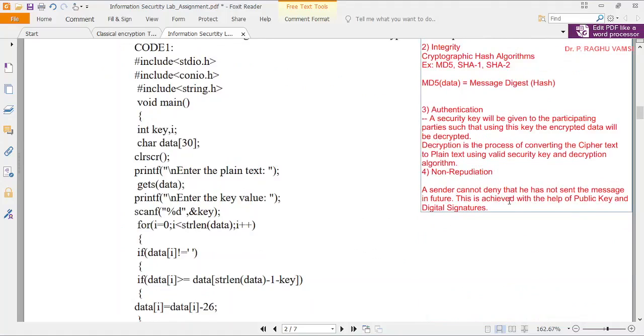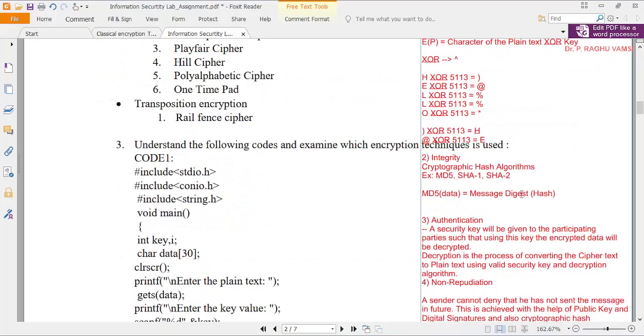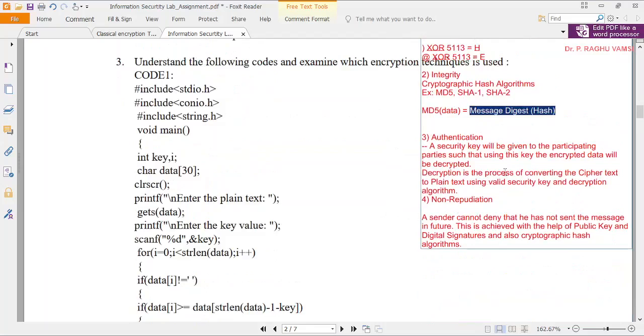And in this non-repudiation, they will also use the public keys, digital signatures, and also the cryptographic hash algorithms. So they may encrypt the plain text using the secret key, or they may encrypt the message digest that was obtained via the cryptographic hash function using the secret key. They may do either. If they do it with the message digest, then it is said to be a digital signature. If they do it normally, then it is said to be the general way of checking the non-repudiation.